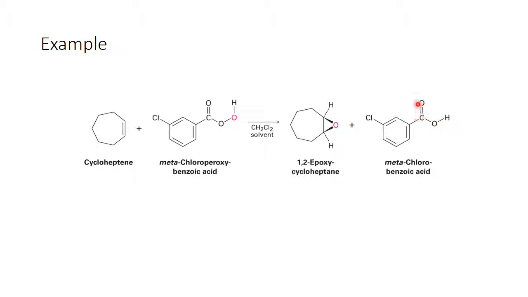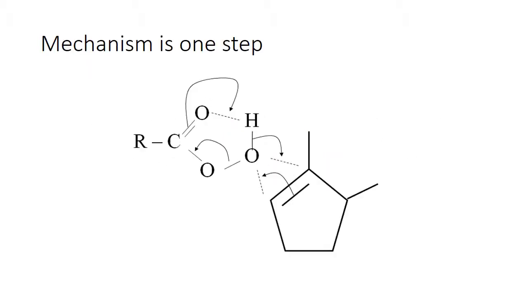Notice that the product of this acid is a very stable compound, a carboxylic acid. See how the peroxy acid changed to a stable carboxylic acid and made a high energy but lower energy compound. It is still high energy, but it's much lower than this peroxy acid. Okay, the mechanism is one step.